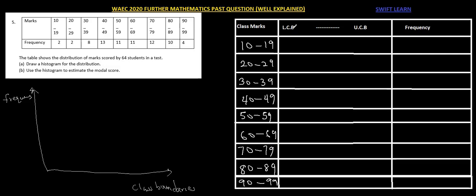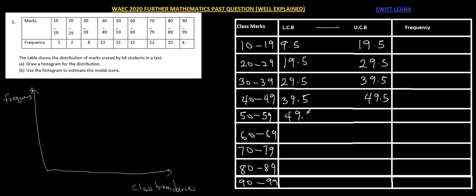When we are talking about the lower class boundary, the LCB, and the upper class boundary, you subtract 0.5 from the first number, and for the second number you add 0.5. If you subtract 0.5 from 10, you have 9.5. This dash is just to separate them, nothing serious. This one is 19.5 if you add 0.5. Subtracting 0.5 from 20, this one will be 19.5 to 29.5.